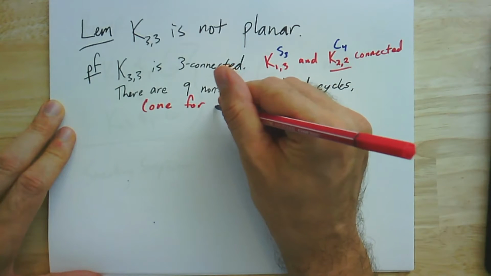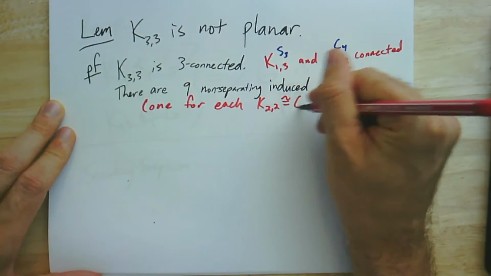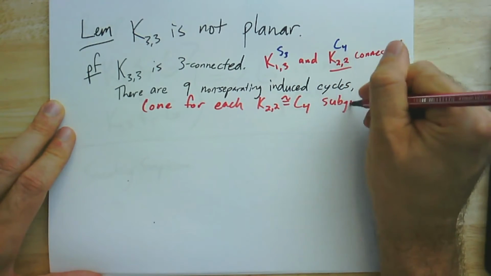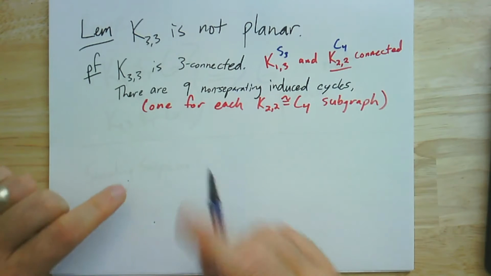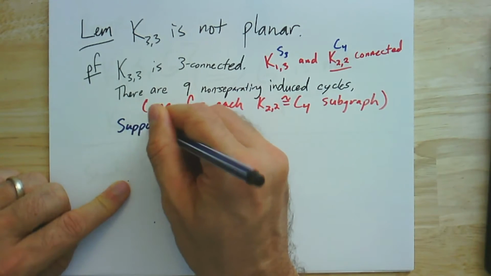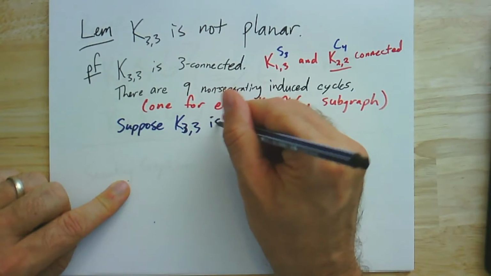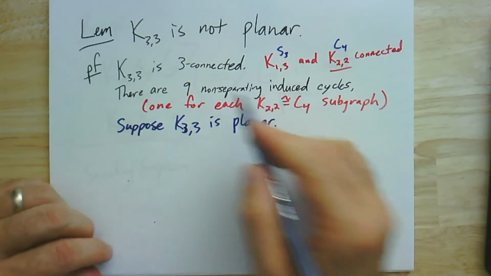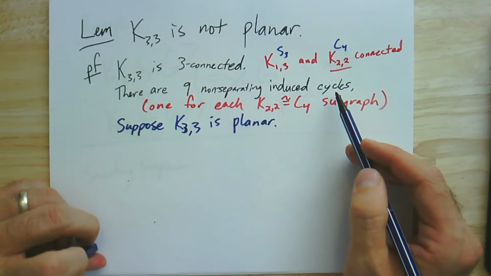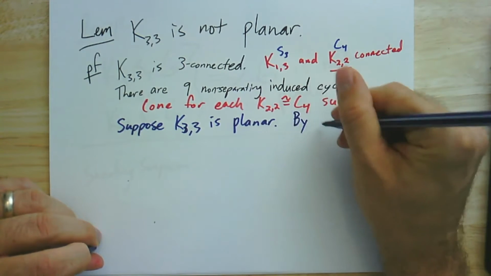non-separating induced cycle for each K22, again, this is a C4 subgraph. So now that means I know some things. Suppose, for contradiction, that this graph really is planar, so suppose that K33 is planar. And since it's 3-connected, these non-separating induced cycles are the faces. So now I know the faces, there are 9 of them. And I can apply Euler's formula.